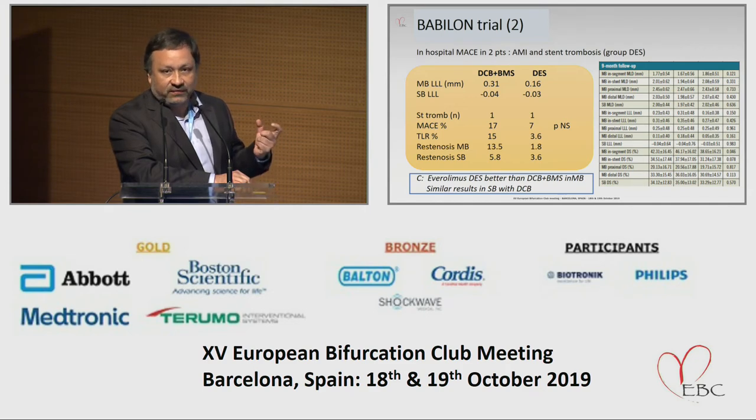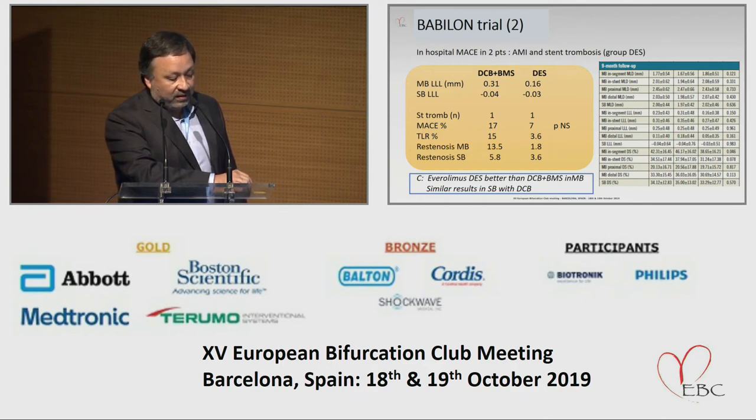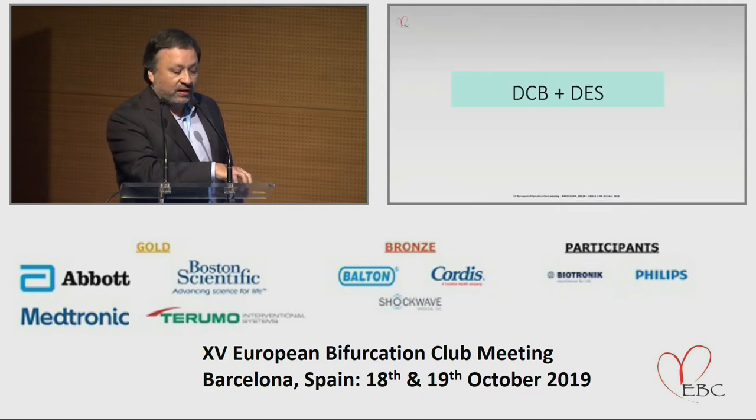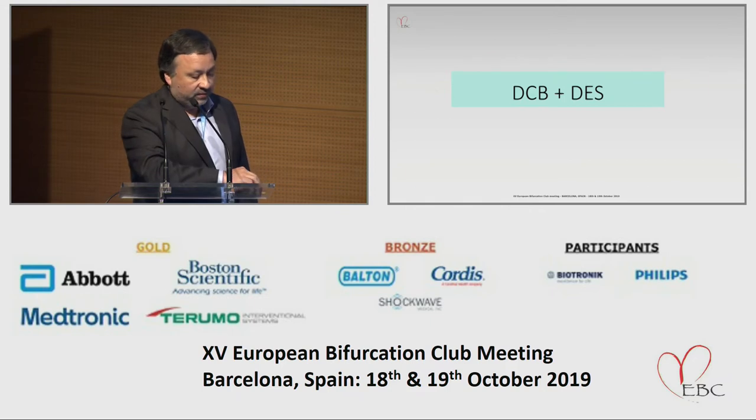Even they have negative results. That means that the side branch gets a little bit bigger in the angiogram at the follow-up. They have a very low MACE percentage in the DES group, and the restenosis in the side branch in the drug coat balloons is 5.8 versus 3.6 in the DES. So they conclude that everolimus DES is better than drug coat balloon in the main branch, but in the side branch, the results in both are quite good. So the second scenario is to use drug coat balloon and DES.